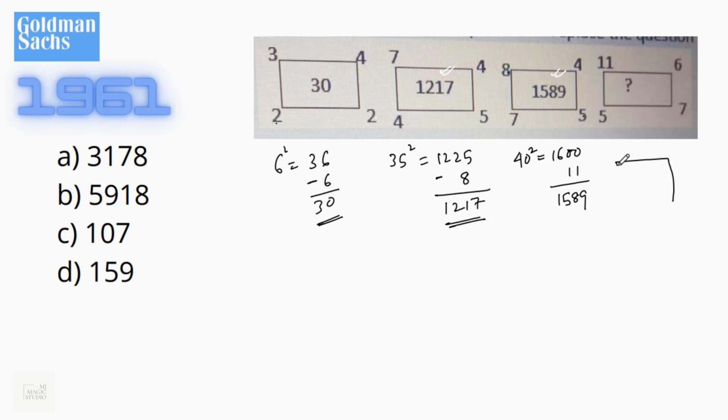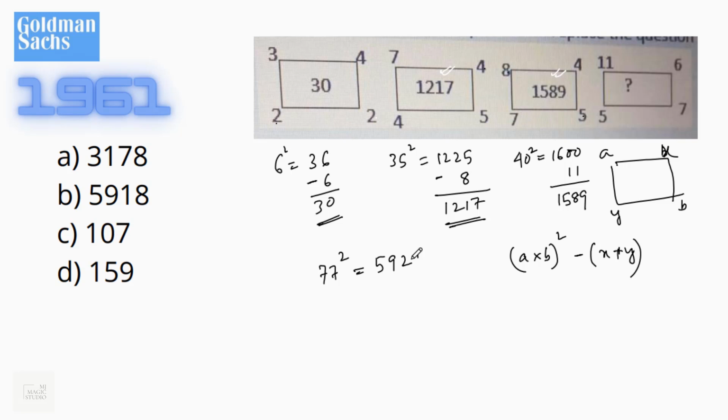So the rule that works out here is, if this is a, b and this is x, y, it is a into b whole square minus x plus y. 11 into 7 is 77. 77 square is 5929 and 6 plus 5 is 11, minus 11 is 5918, and that is in option B.